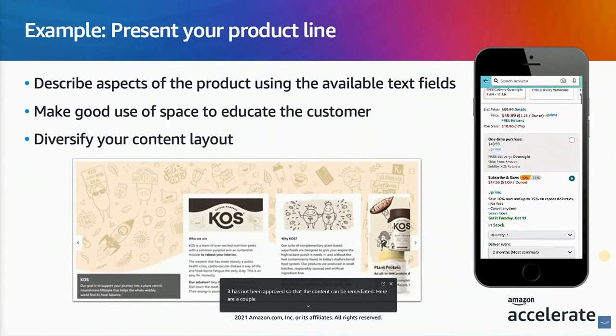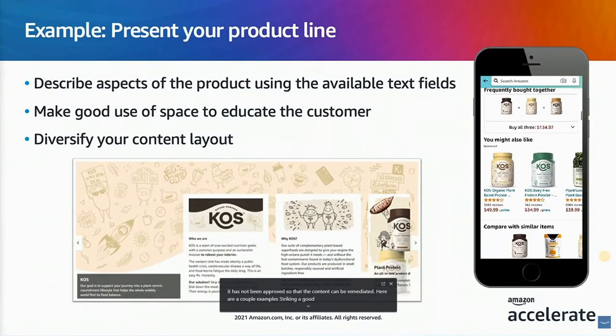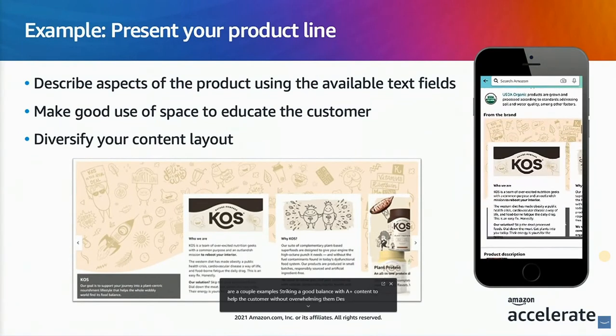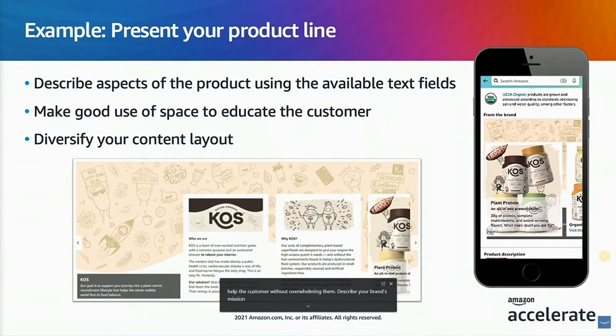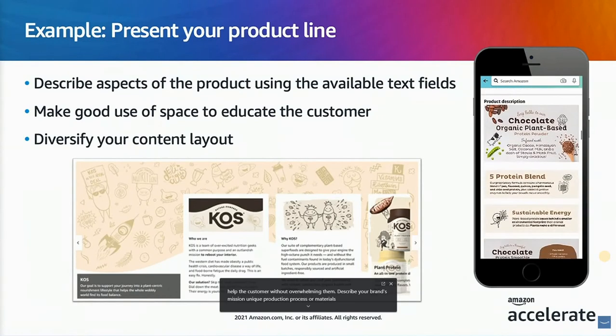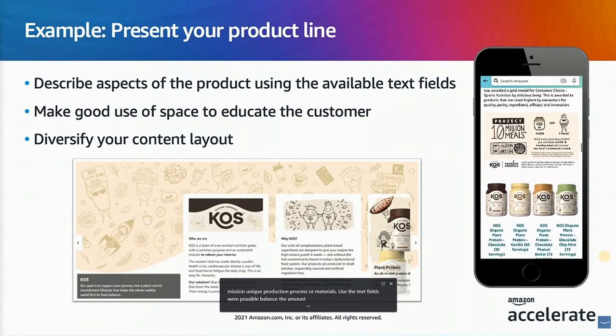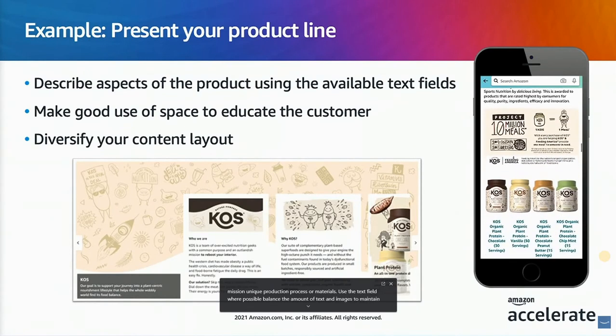Here are a couple examples. Striking a good balance with A+ content to help the customer without overwhelming them. Describe your brand's mission, unique production process, or materials. Use the text fields where possible. Balance the amount of text and images to maintain the customer's interest.